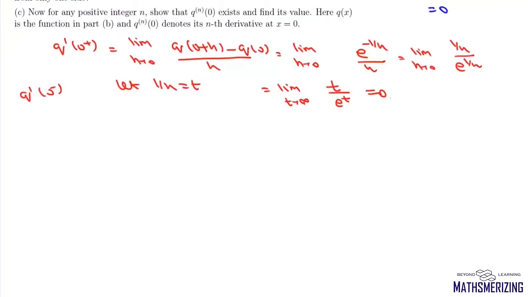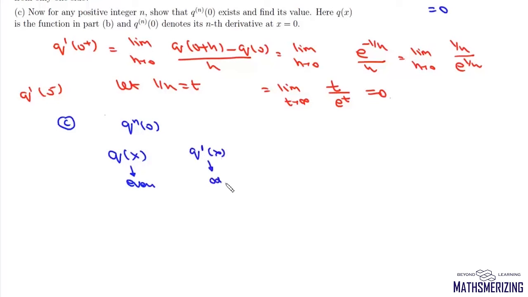Now part C is for any positive integer n, show that q^(n)(0) exists and find its value. Here q(x) is the function in part B and q^(n)(0) denotes the nth derivative at x equals 0. Now for this part C, we have to find the nth derivative of this function at 0. Now we know that q(x) is an even function.